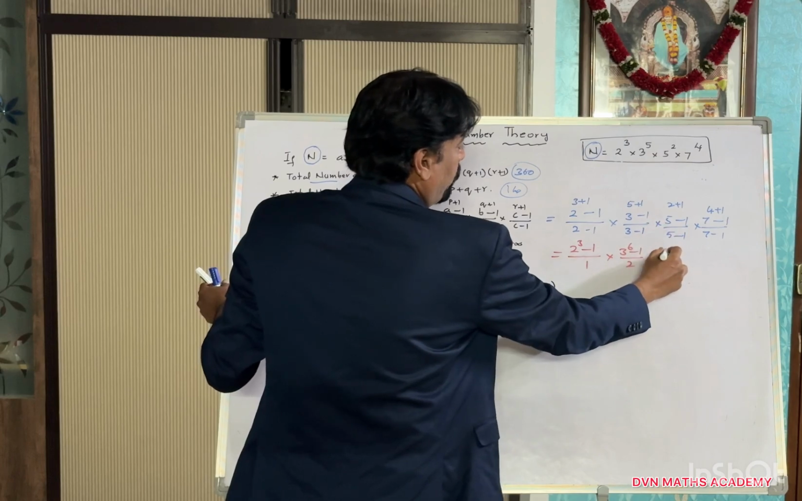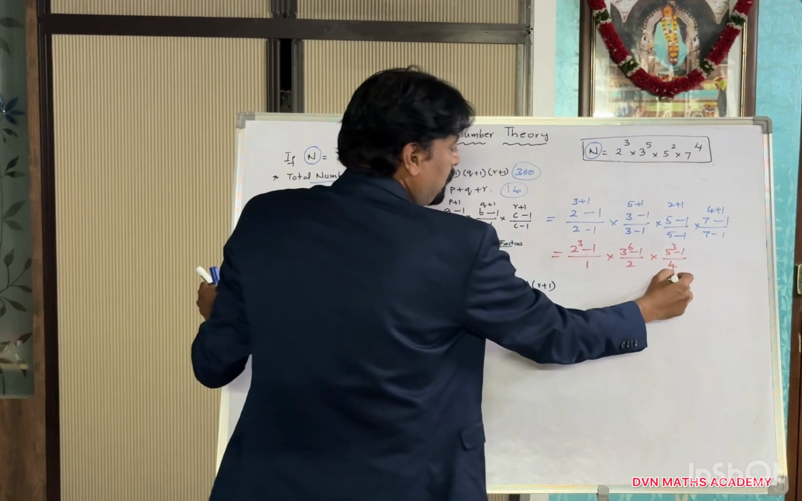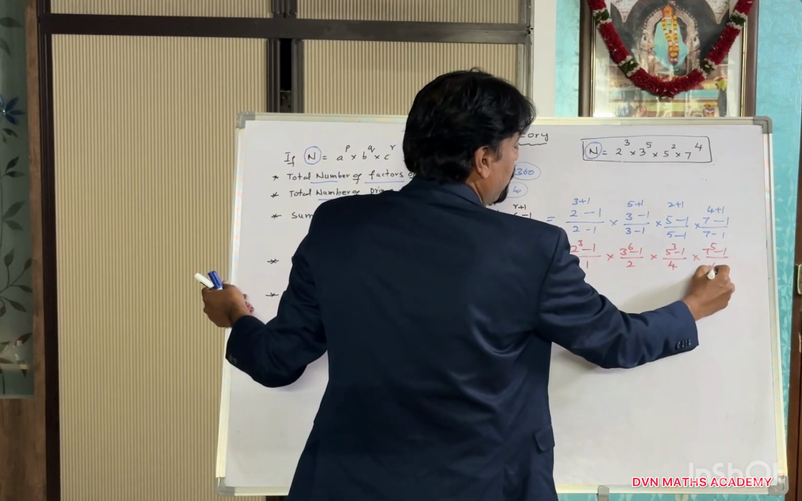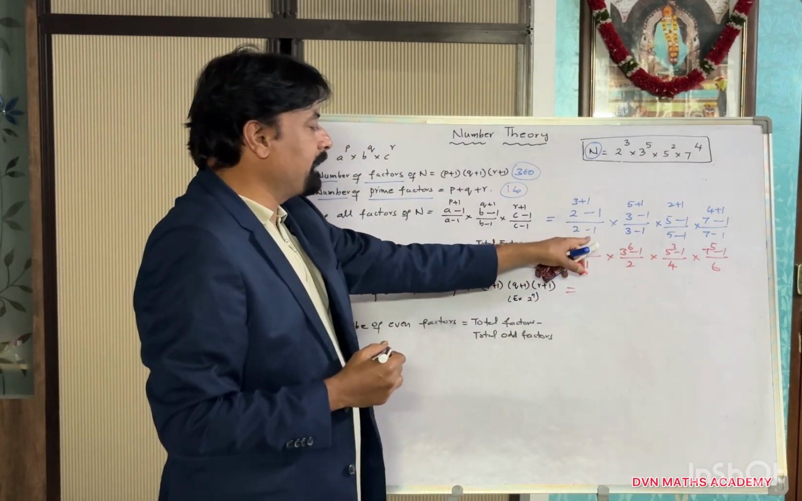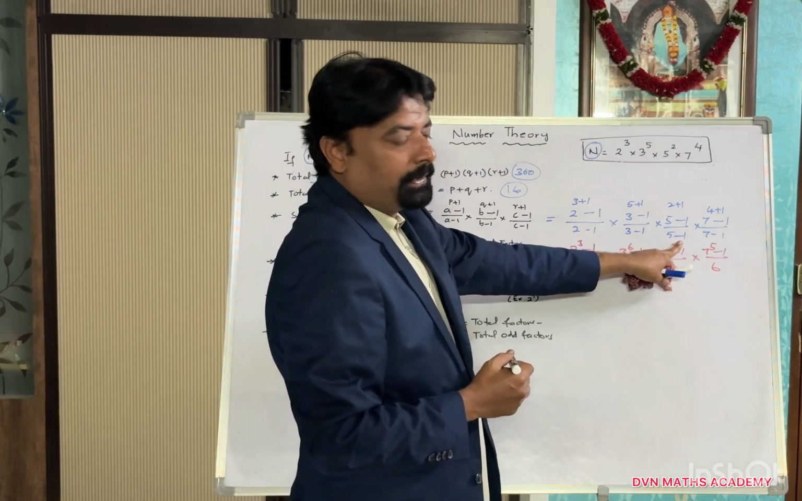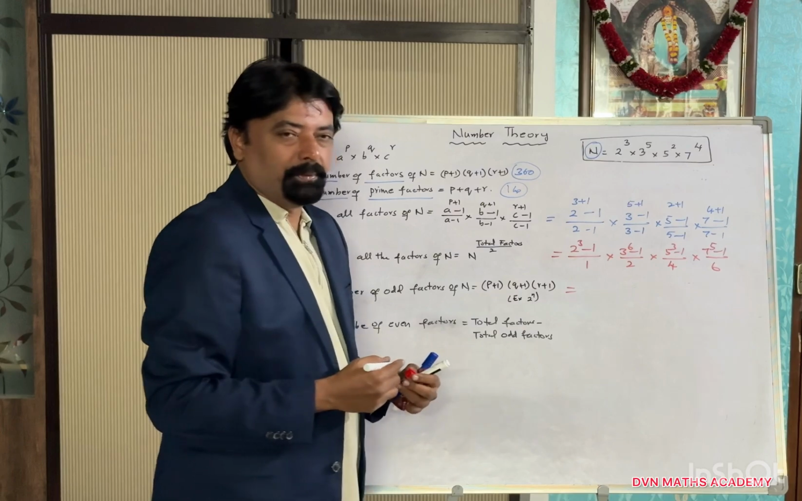Next, (5^3 - 1)/4 into (7^5 - 1)/6. So if you calculate this, you will get one value. 2 to the power of 3 is 8. 3 to the power of 6 value you want to calculate, and 5 to the power of 3 is 125, and 7 to the power of 5 you want to calculate, and you need to simplify all this.